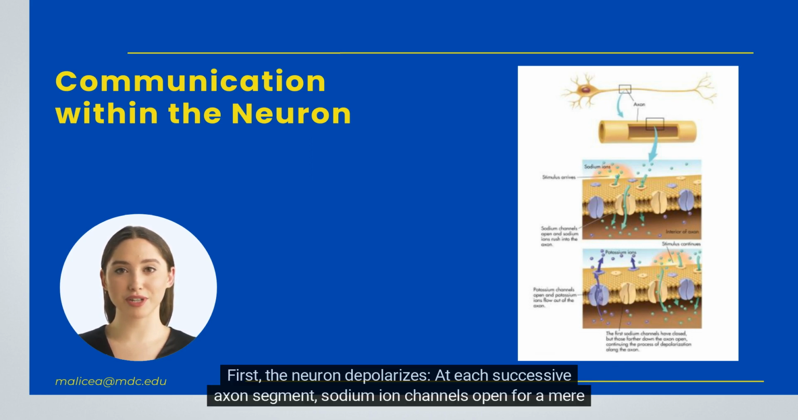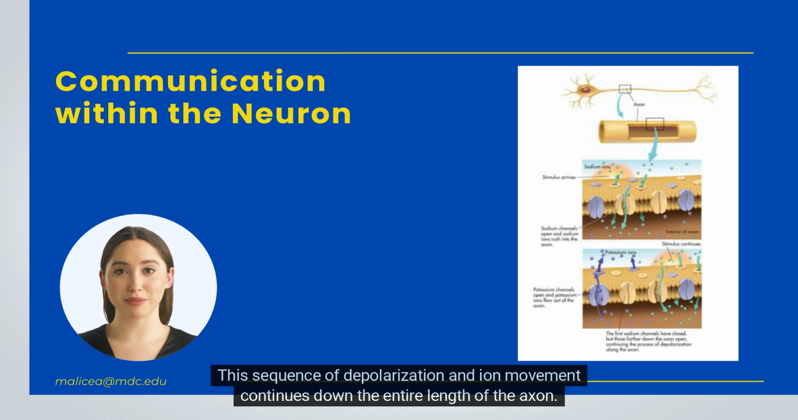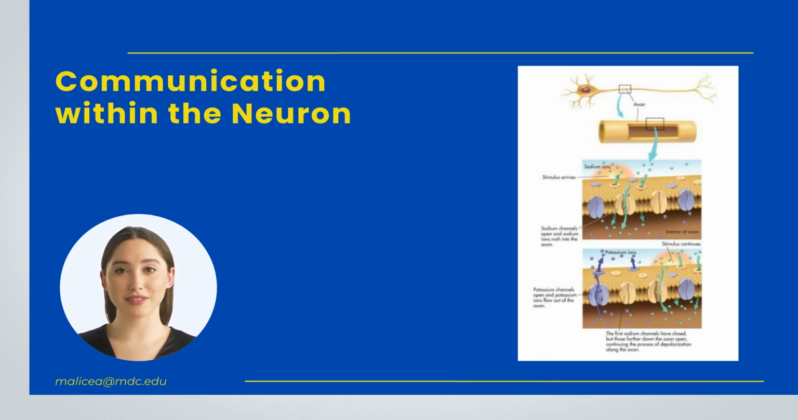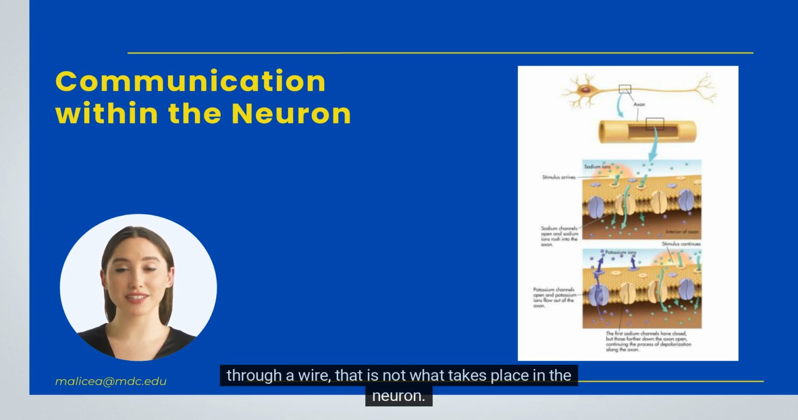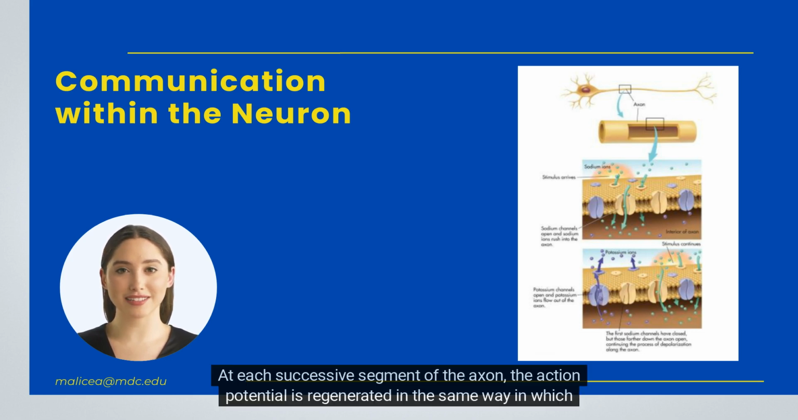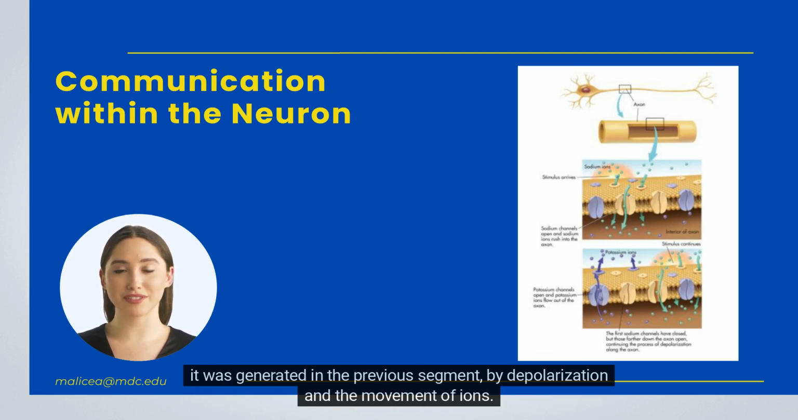First, the neuron depolarizes. At each successive axon segment, sodium ion channels open for a mere thousandth of a second. This sequence of depolarization and ion movement continues down the entire length of the axon. Although it is tempting to think of the action potential as traveling in much the same way as electricity travels through a wire, that is not what takes place in the neuron. The axon is a poor conductor of electricity. At each successive segment of the axon, the action potential is regenerated in the same way in which it was generated in the previous segment, by depolarization and the movement of ions.